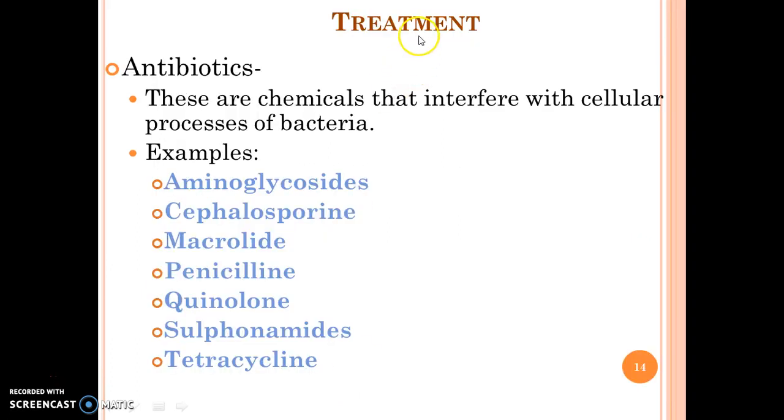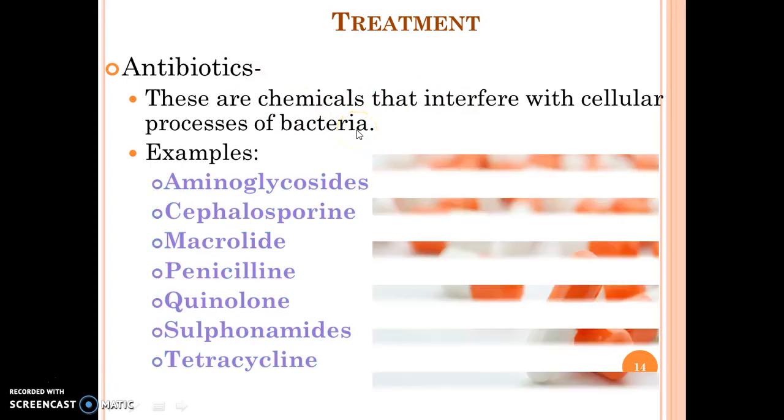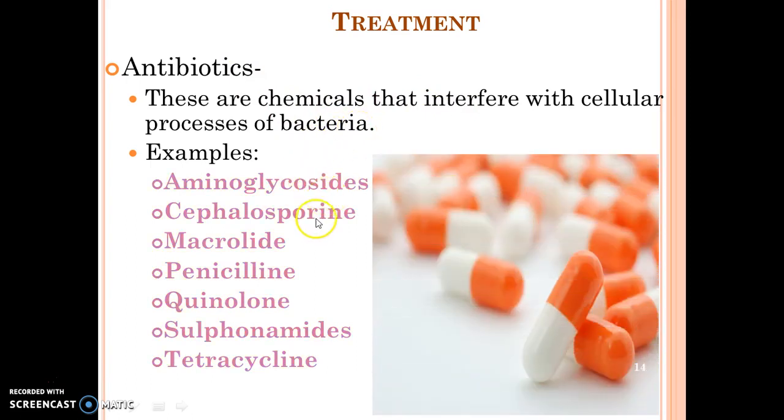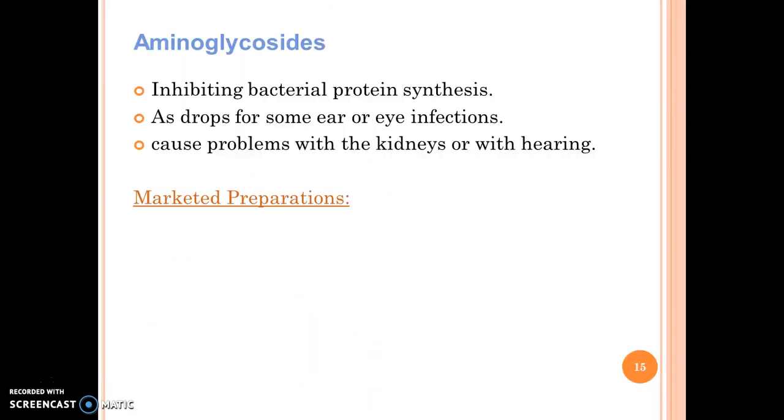The treatment of bacterial diseases: antibiotics. These are chemicals that interfere with cellular processes of bacteria. Examples: aminoglycosides, cephalosporins, macrolides, penicillin, quinolones, sulfonamides, and tetracycline. Some are other antibiotics used in the treatment of various bacterial diseases. Aminoglycosides act by inhibiting bacterial protein synthesis. They are used as drops for some ear or eye infections, but cause problems with the kidney or with hearing.